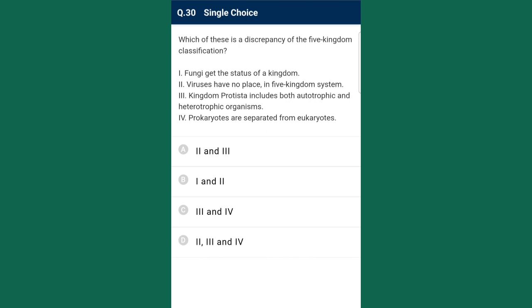Question number 30. Which of these is a discrepancy of the five kingdom classification? The main aim of classification is to group similar organisms together. In the five kingdom classification given by Whittaker, prokaryotes are separated from eukaryotes, and fungi, which were earlier placed in the plant kingdom, were placed in a separate kingdom as saprophytes. However, viruses that are non-cellular have not been given any place in the classification. So the answer for this question is option A.